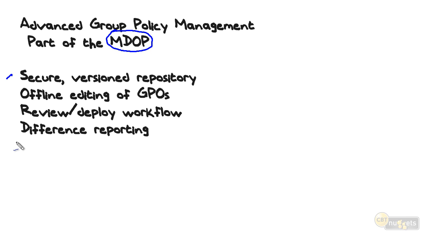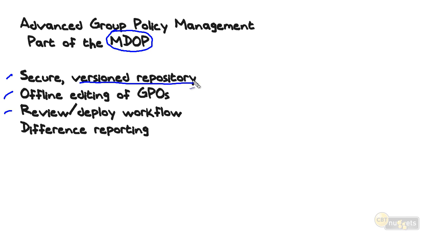Crazy talk. Part of what Advanced Group Policy Management does is give you offline editing of GPOs, along with a review, test, deploy workflow, so that you can edit the GPO without it being live, let a colleague or a peer review it to make sure you haven't screwed anything up, just get another set of eyes on it, put that out into a test location so that you can run some tests and make sure it works, and then deploy it. And even then, if it messes up, you can use the versioned repository to roll back to a previous version.